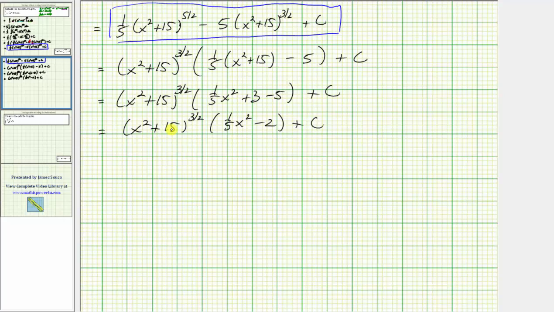This is another way to express the antiderivative, but we can also factor out 1/5 here. Let's go ahead and show that. If we factor out 1/5, this factor would stay the same. And now if we factor out 1/5 from 1/5 x squared, we're left with x squared. If we factor 1/5 out of 2, we're left with 10, so we have minus 10, and then plus c. And just checking this, if we distribute 1/5 into the second binomial, we do have 1/5 x squared minus 1/5 times 10, which is minus 2. So some sources may give this form for the antiderivative.